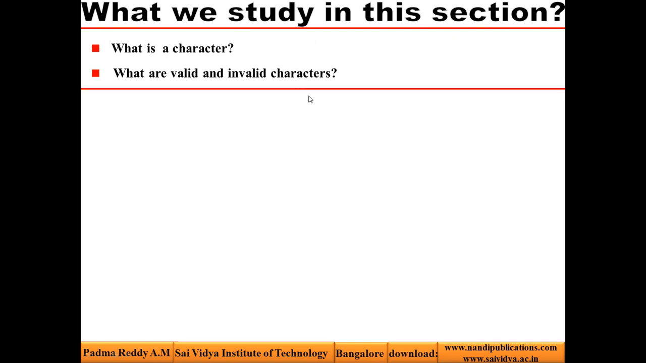Now, let us see what we study in this section. First, we see what is a character. Next, we see what are valid and invalid characters. Point number one, we see the definition of a character.